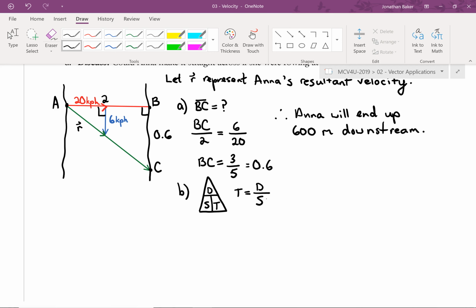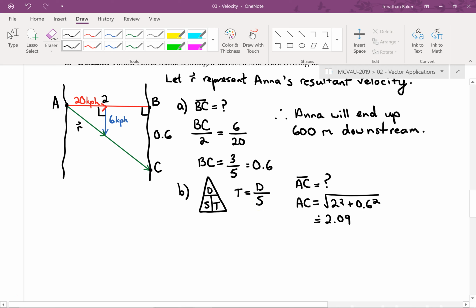So how far is she going? That means how long is AC? We need to know how long AC is. Well, how can we find that? We have AB and BC, so this is just the simple old Pythagorean theorem. AC is the hypotenuse, so it's going to be the square root of 2 squared plus 0.6 squared. When that's crunched out, you should get approximately 2.09 kilometers.